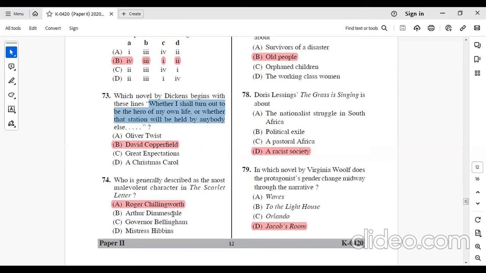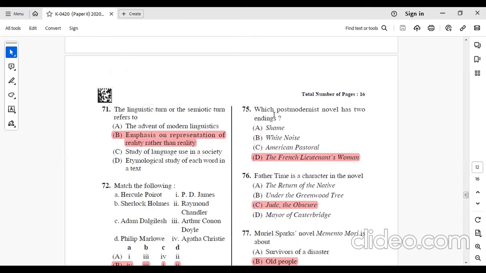Then, who is generally described as the most malevolent character in The Scarlet Letter? Roger Chillingworth. Now, The Scarlet Letter, who has written it? It's a novel by Nathaniel Hawthorne.